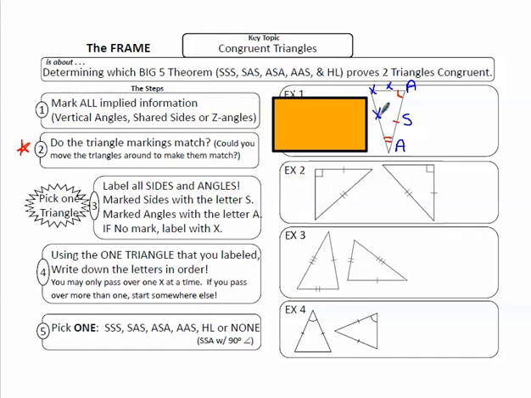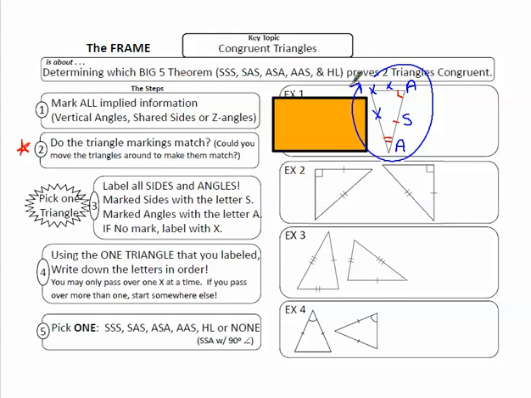So now that I've done that, step 4 tells me using only the triangle that I labeled, I'm going to write down the letters in order. I can only pass over 1 X at a time. I can't pass over more than 1. I got to stop somewhere else, and I'm going to walk around the triangle. So if I go around the triangle like this, where should I start?